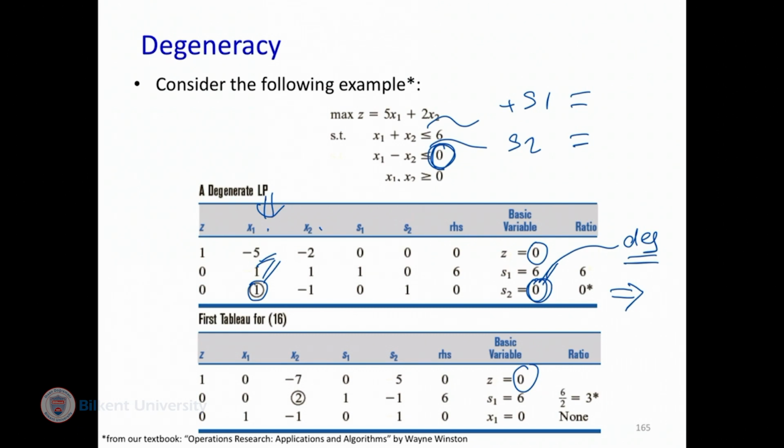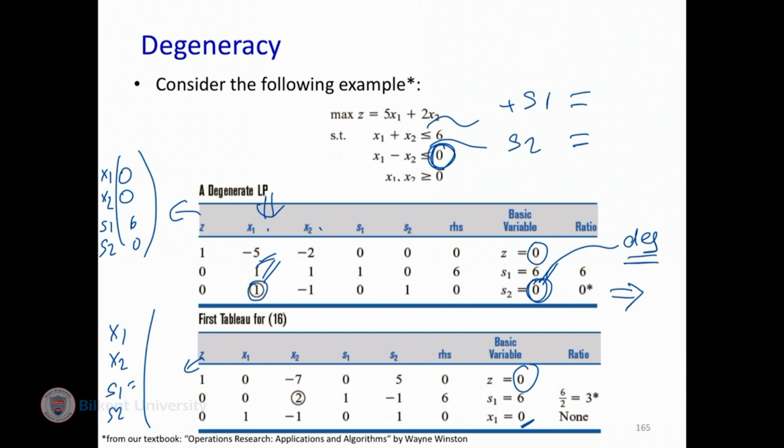All right? So what was the vector corresponding here? I had 0, 0 as x1, x2, and s1 and s2 values were 6 and 0. What is the BFS corresponding to the second tableau? x1 is basic at 0, s1 is basic at 6, and the other 2 are non-basic at 0. All right, so it's the same vector. Nothing has changed from there to there.